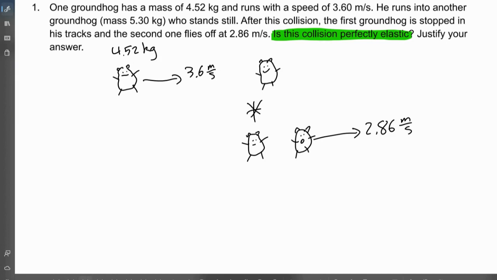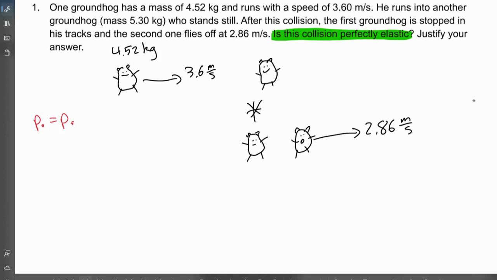All right. Well, because this is a collision, we need to check some stuff. Anytime we have a collision, this is the first thing you check. P naught equals P final. If this is true, then we can check if it's an elastic collision. But first, we need to check just, does this collision follow the laws of physics?